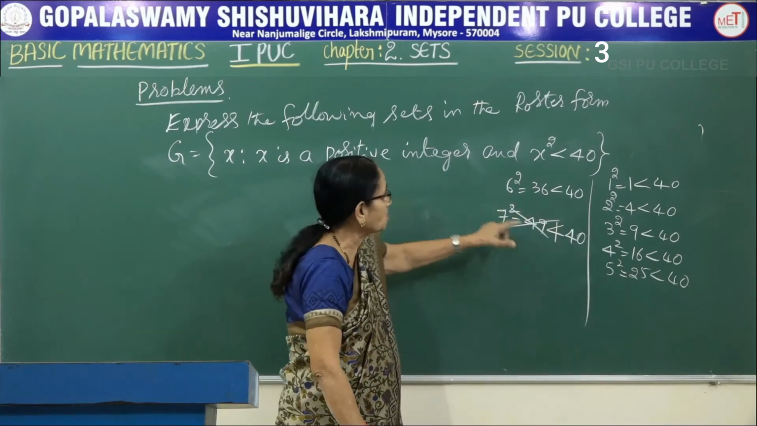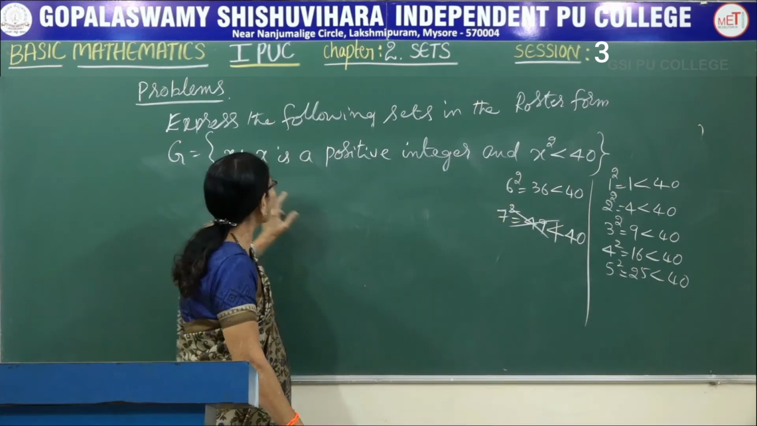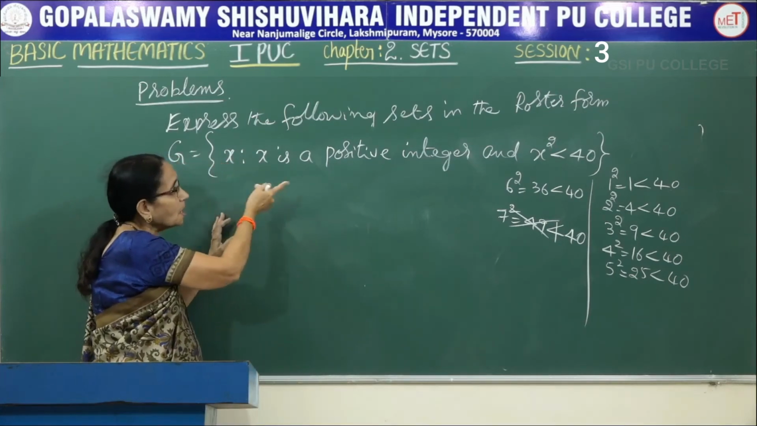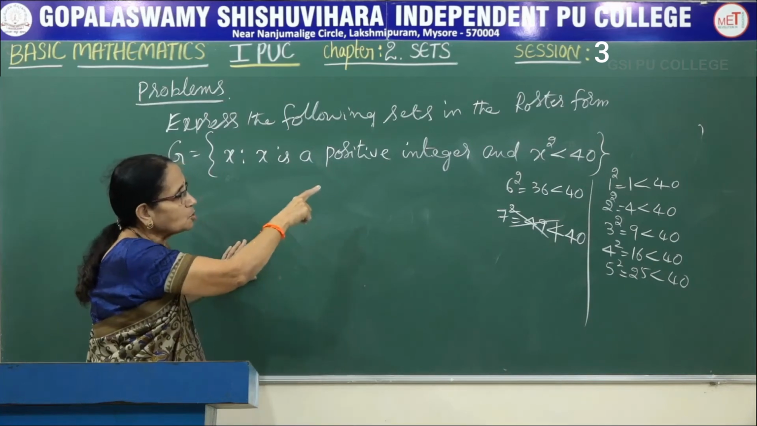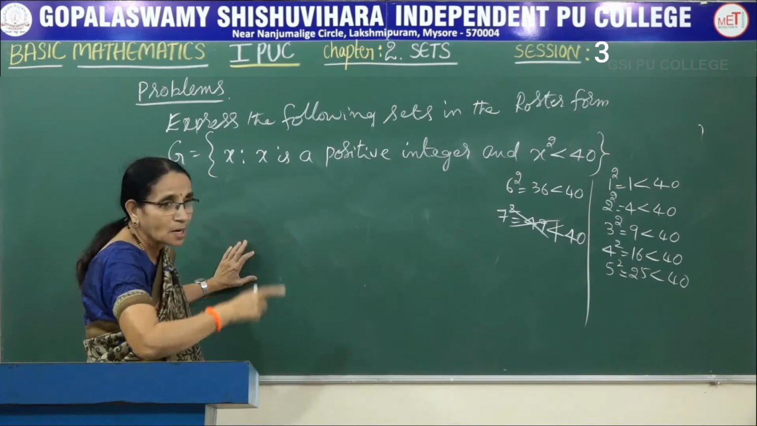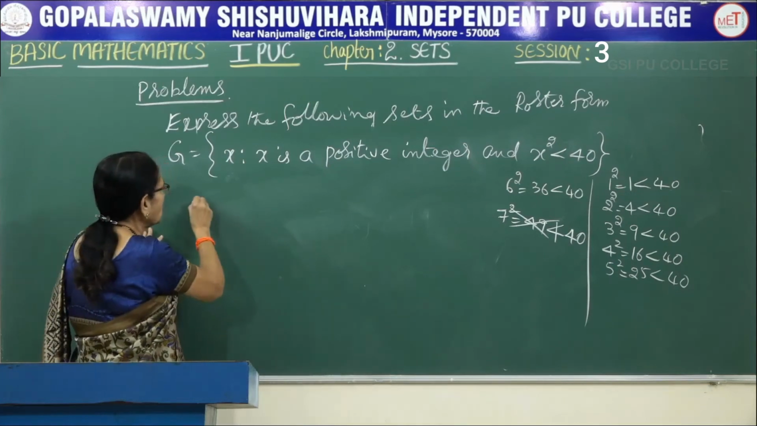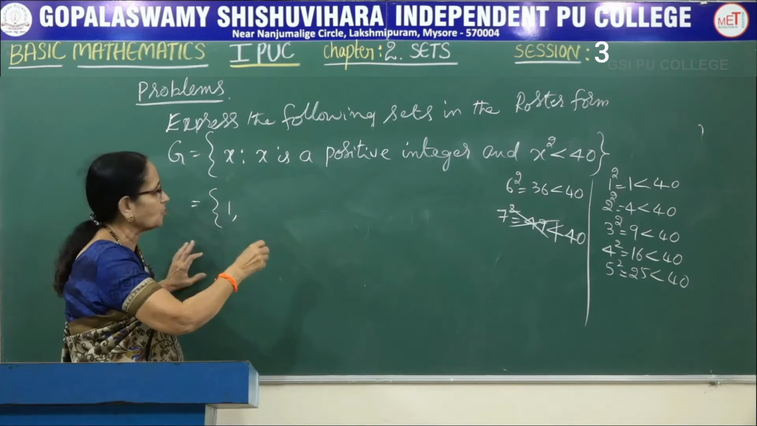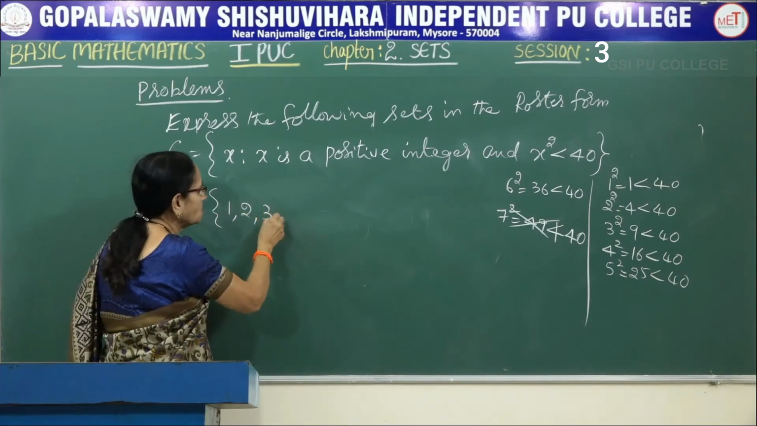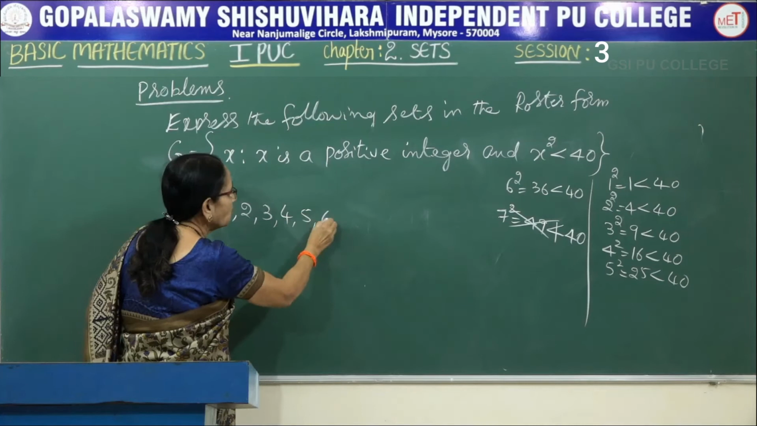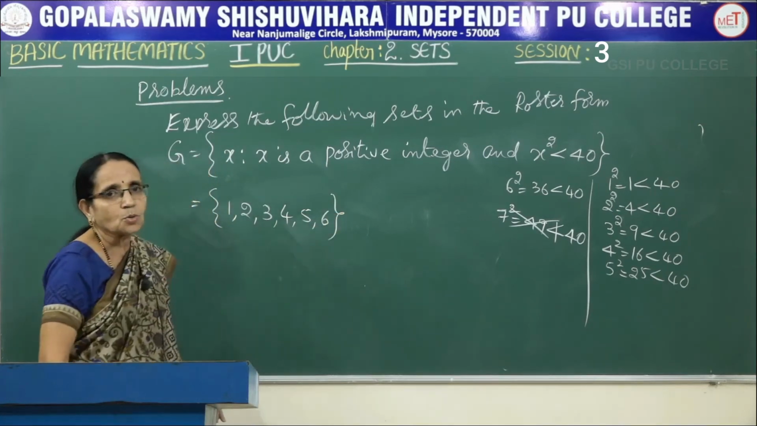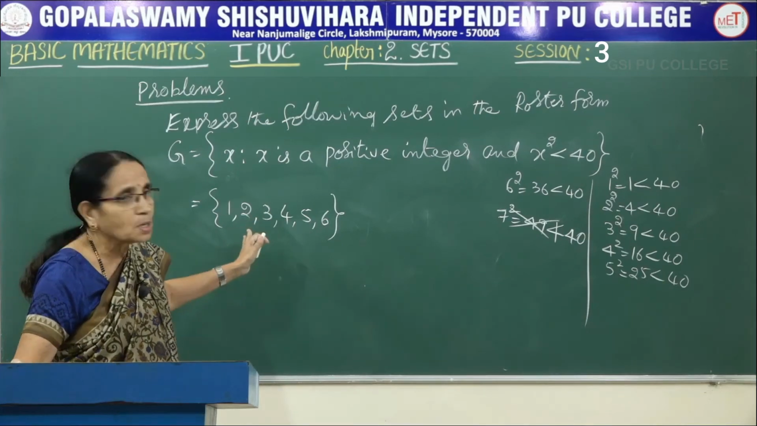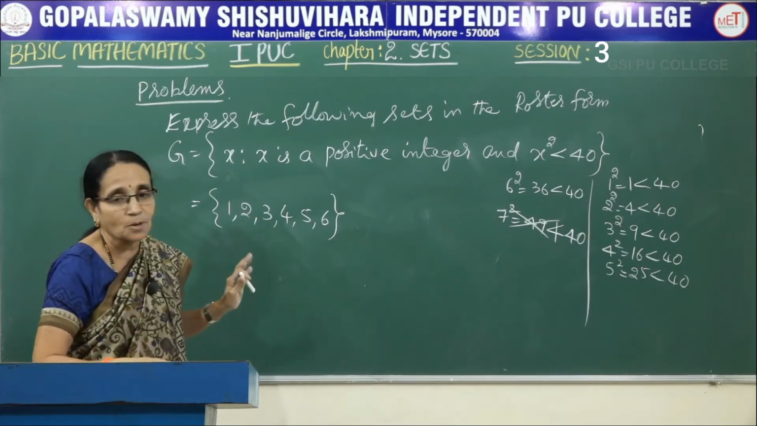We can take all the values. Don't write here 1 square, 2 square, because it is given like this: G contains all x. X is a positive integer and it should satisfy the condition. The square of that number should be less than 40. So what is the first number I can consider? 1. 1 square is 1, less than 40. Then 2, then 3, 4, 5 and 6. So 1, 2, 3, 4, 5, 6. Now these are the elements that belong to that particular set. Okay, this is how it has to be written.